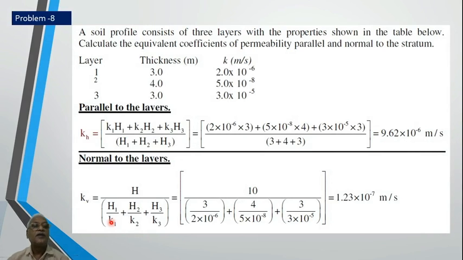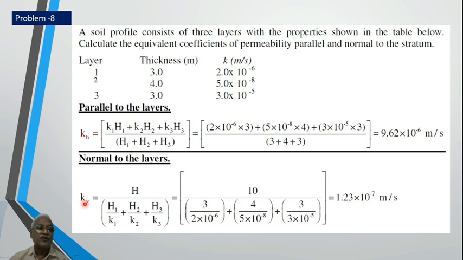Next, a soil profile consists of 3 layers with the properties as shown. Calculate equivalent permeability, parallel and normal to the stratum. Both are asked. Simple data points are given: thickness of the layer, coefficient of permeability. So if you have flow parallel to the layers, the expression is this. Substitution and simplification gives you 9.62 into 10 raised to minus 6 meters per second.